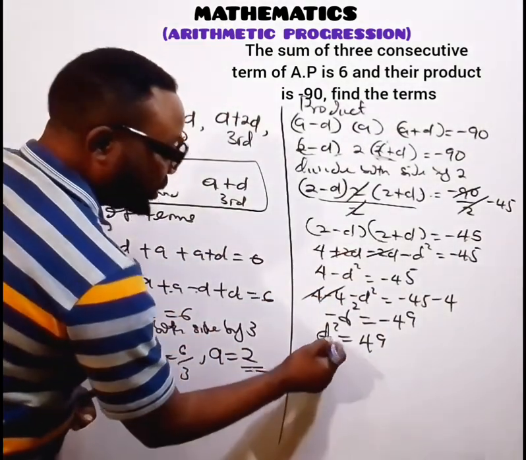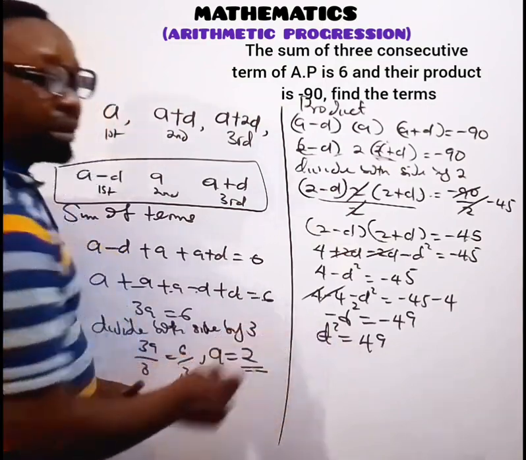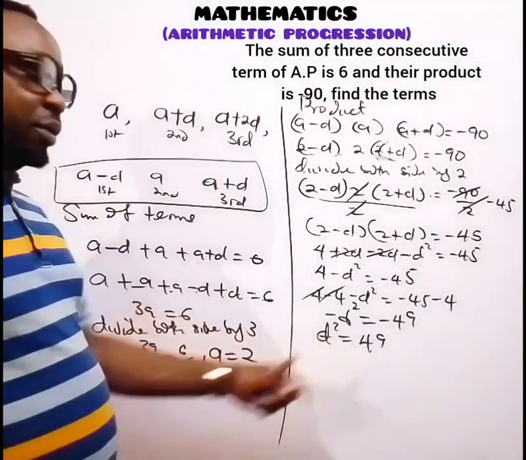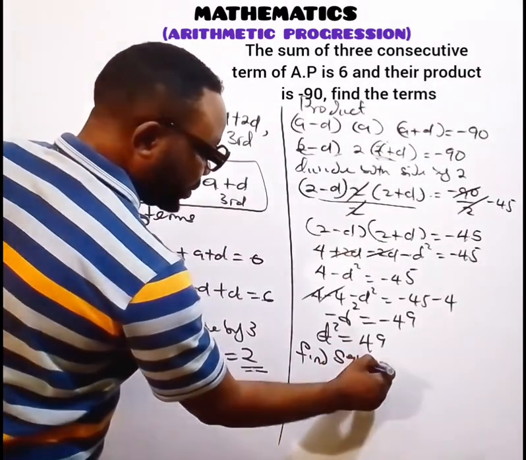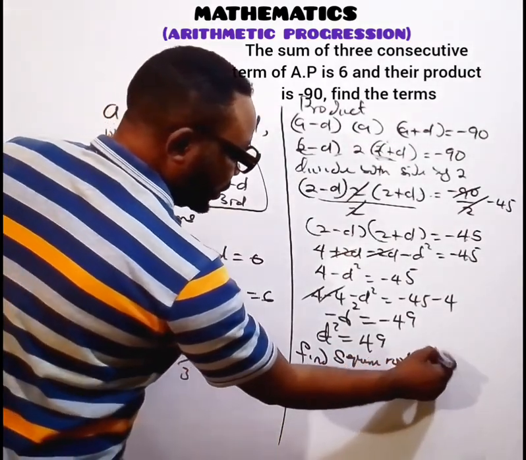So now, for us to find the value of D itself, we have to find the square root of both sides.